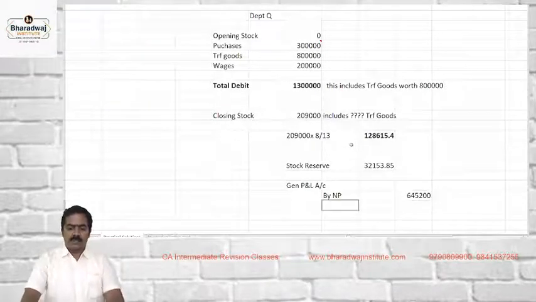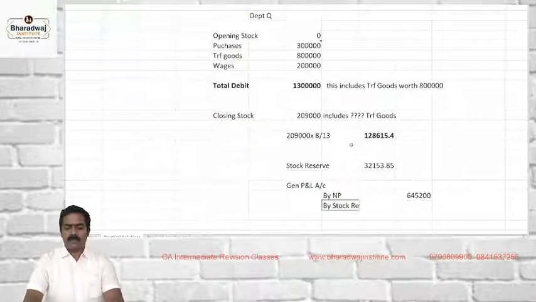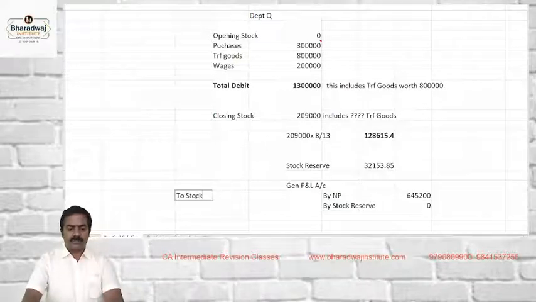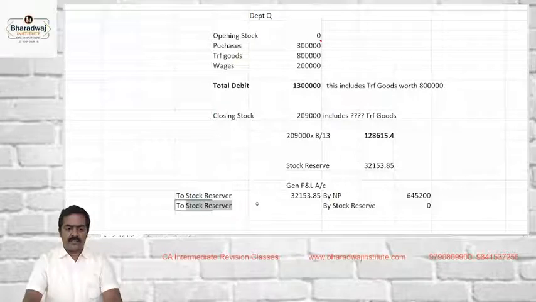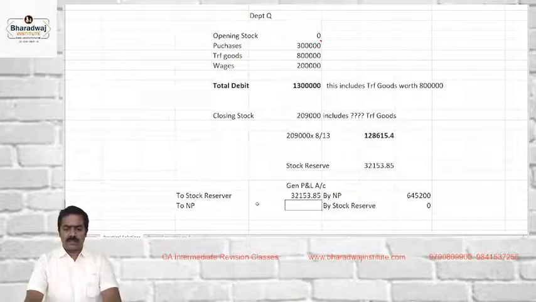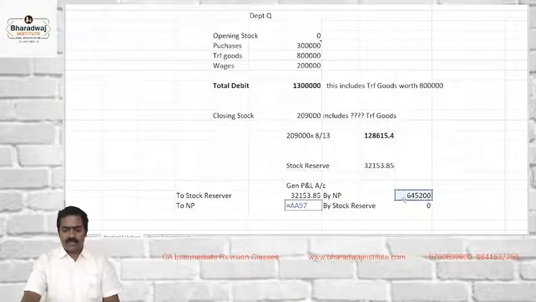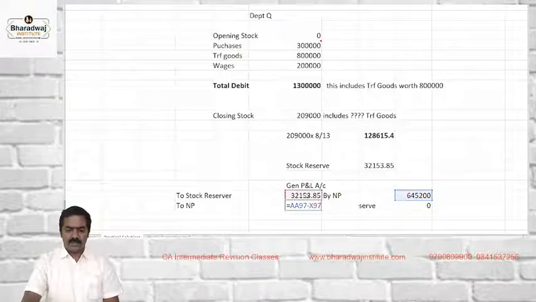6 lakhs 45,200. But stock reserve on opening stock will not be there, because there is no opening stock with the other department. Okay. To stock reserve, how much? This amount. This will give us the final net profit. Final net profit is 6 lakhs 45,200 minus this one.